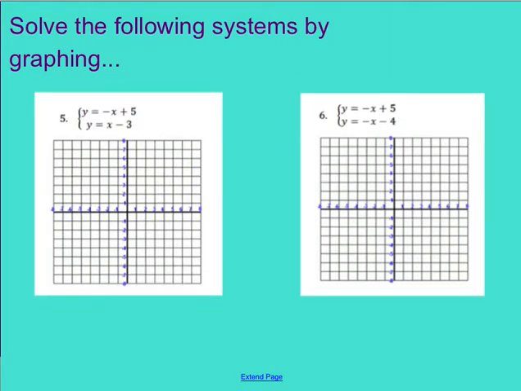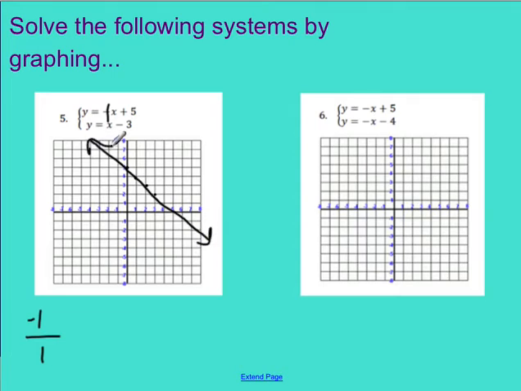Now let's take a look at number 5. So for number 5, we're crossing the y-axis at 5 for that first one. So I'm going to go ahead and plot 5 on the y-axis. Now my slope, again, if there's no number out the front, is 1. So the slope is negative 1, which is the same as negative 1 over 1. So from that point on the y-axis, I'm going down 1, right 1, plotting that point, down 1, right 1, plotting that point, and so forth all the way down. So I'm going to graph that line right there.